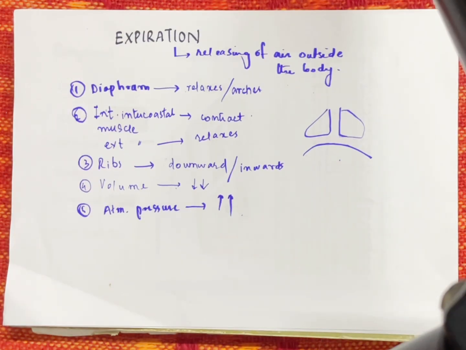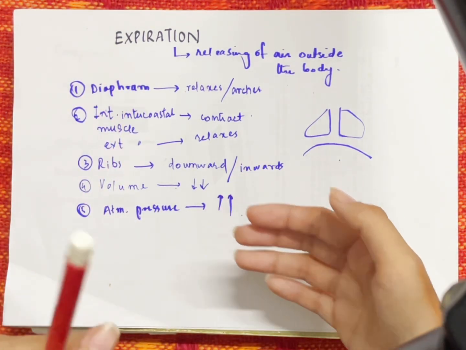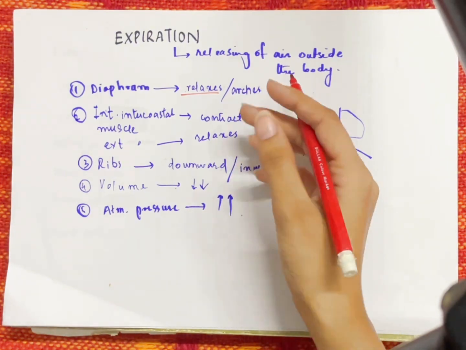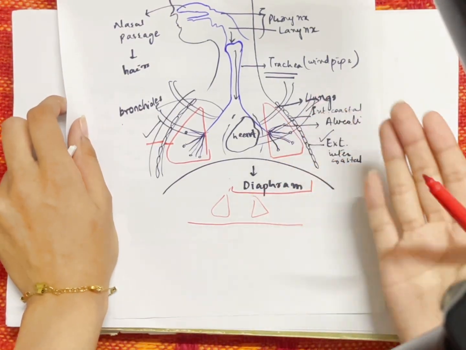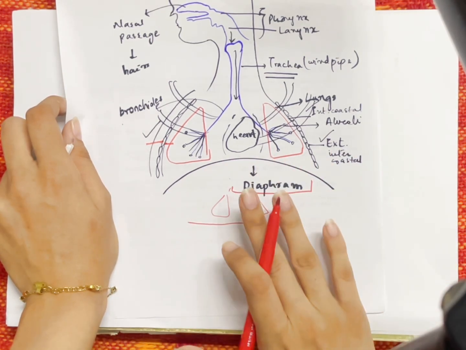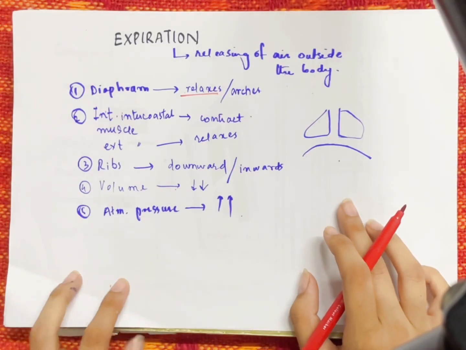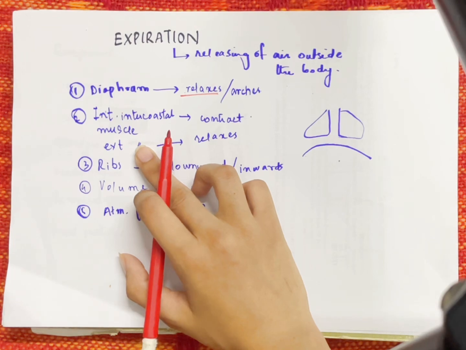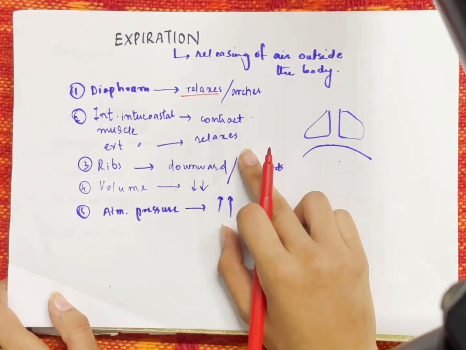Next, we have the expiration. Expiration is releasing the air outside the body, in such a manner that the diaphragm relaxes and arches. As we have already told you, in a normal human body, whenever inspiration or expiration is not taking place, the diaphragm is usually dome-shaped. In a similar manner, whenever you expire, the diaphragm comes back to its position, becomes dome-shaped and relaxes. The internal and external intercostal muscles work vice versa to inspiration: one contracts and the other relaxes.